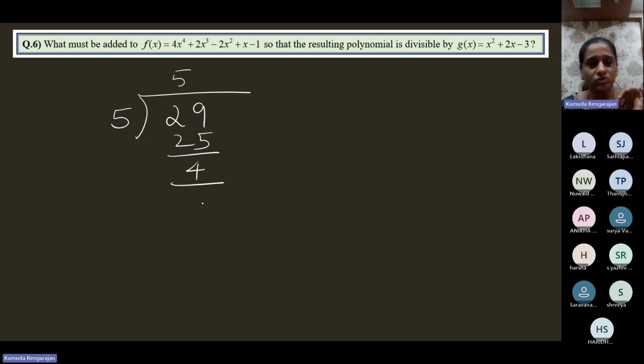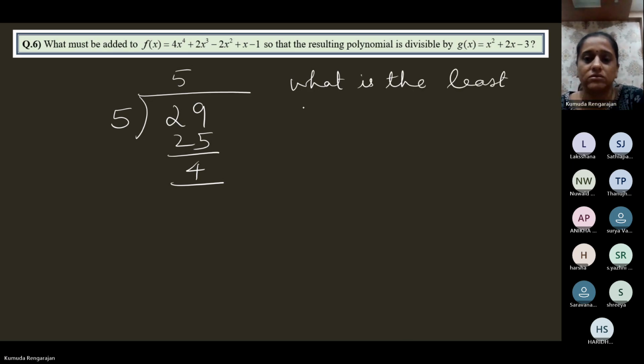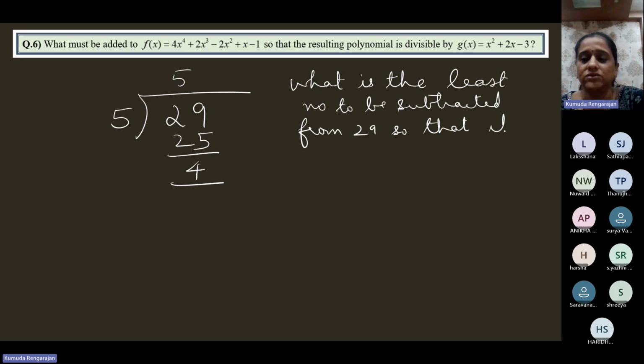Now, using the remainder, we'll answer 2 questions. What is the least number to be subtracted from 29 so that it is exactly divisible by 5?